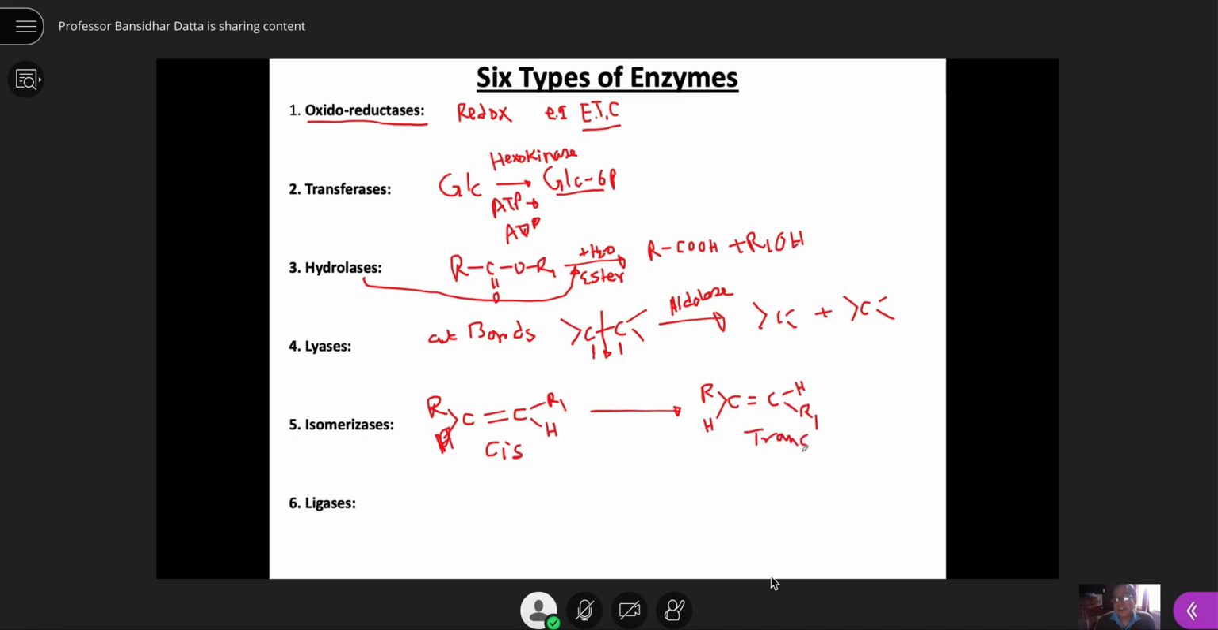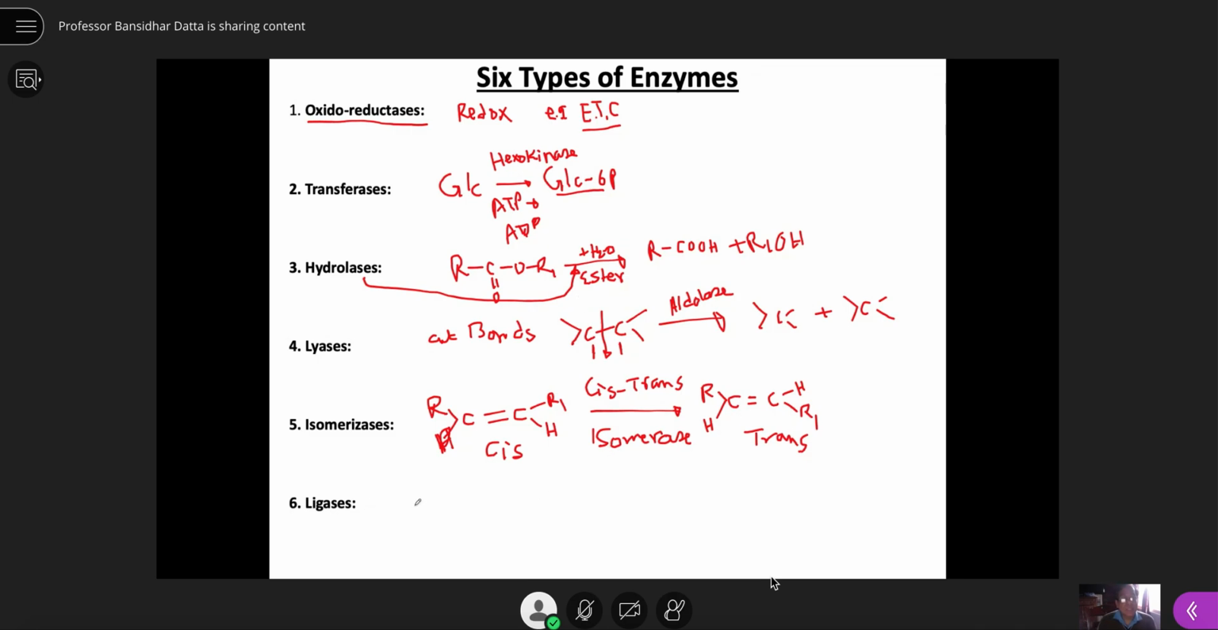And inside our cell, any reaction that takes place must need an enzyme. So this one is called cis trans isomerase. Isomerase is a reaction, all right? So cis trans isomerase converts the cis configuration to trans configuration. So this is a chemical reaction.